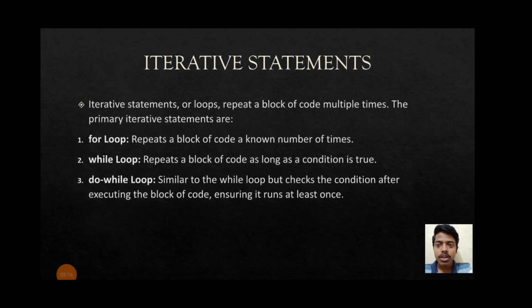Next, iterative statements. Iterative statements or loops repeat a block of code multiple times. The primary iterative statements are for loop, which repeats a block of code a known number of times. While loop, it repeats a block of code as long as a condition is true. Third one is do while loop, similar to while loop but checks the condition after executing the block of code, ensuring it runs at least once.